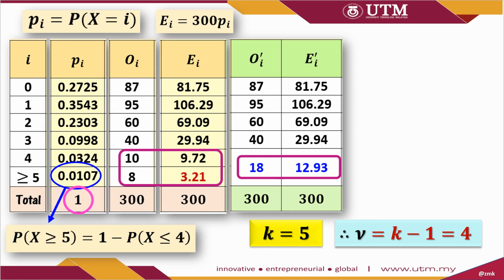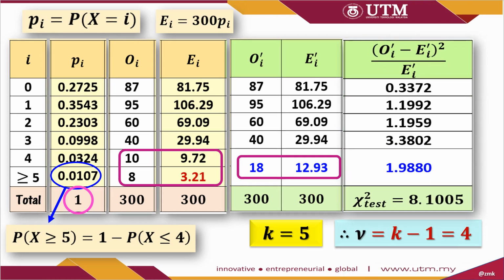After making sure that the sums of Oi and Ei are the same, next you can calculate the last column values and obtain the chi-square test statistic value, which is the sum of the squared differences between Oi and Ei divided by the corresponding Ei. Here, the correct chi-square test statistic value is given by 8.1005. What are the decision and conclusion that we can make based on this chi-square test statistic value? Let's proceed to the next slide for the answer.